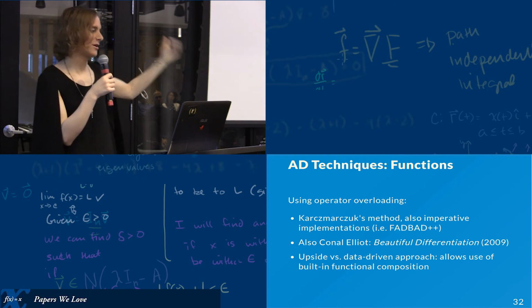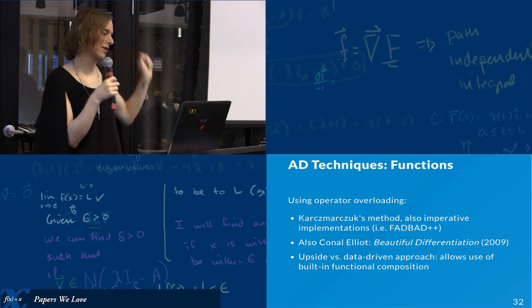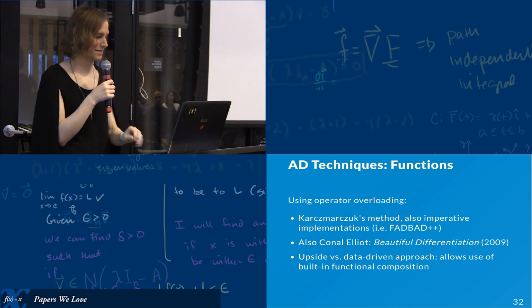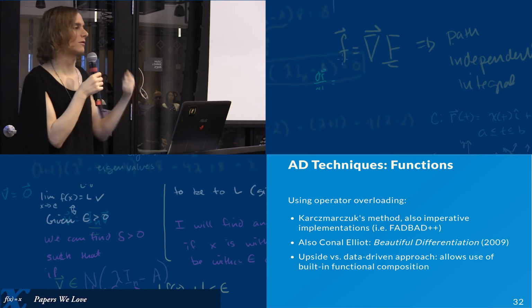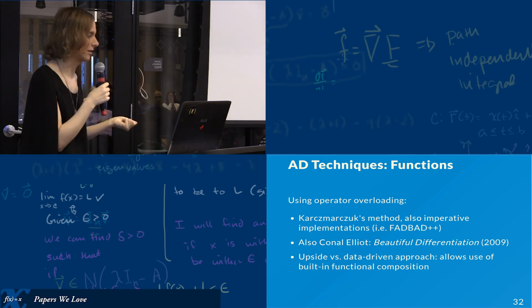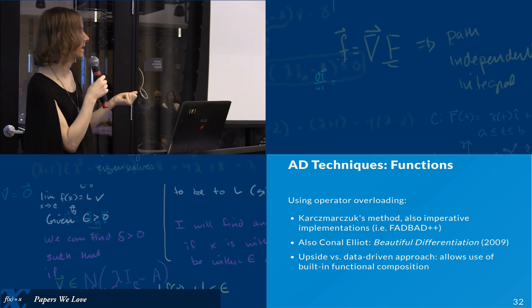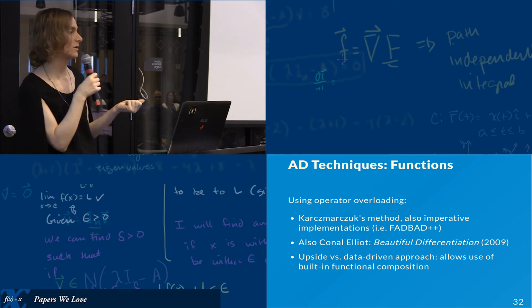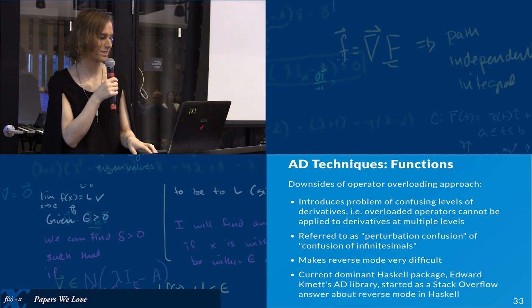Also an imperative method: there was a C++ package called FADBAD++. I don't know how they chose that to be the best name. If you want to see a paper that really presents this in a way that's easy to understand, Conal Elliott released a Haskell package around 2009 and wrote a paper on it, Beautiful Differentiation, as well as a series of blog posts that are great to read if you want an understanding of it.